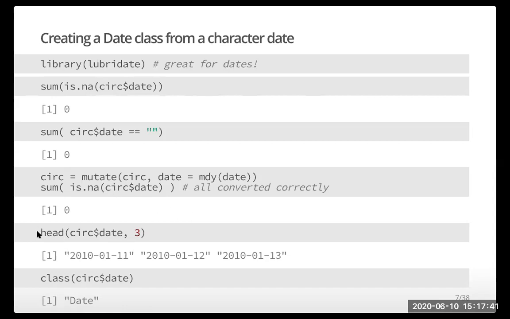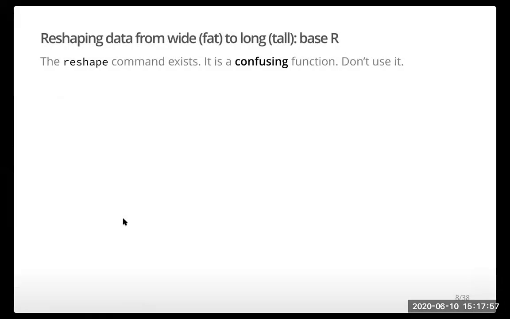So we should see here that if we look at the first three elements of date, the first three dates of this data set are January 11th, 2010, January 12th, January 13th from 2010. And it looks like it's in quotes, but again, if we look at the class of this, it is a proper date. It is not a character.